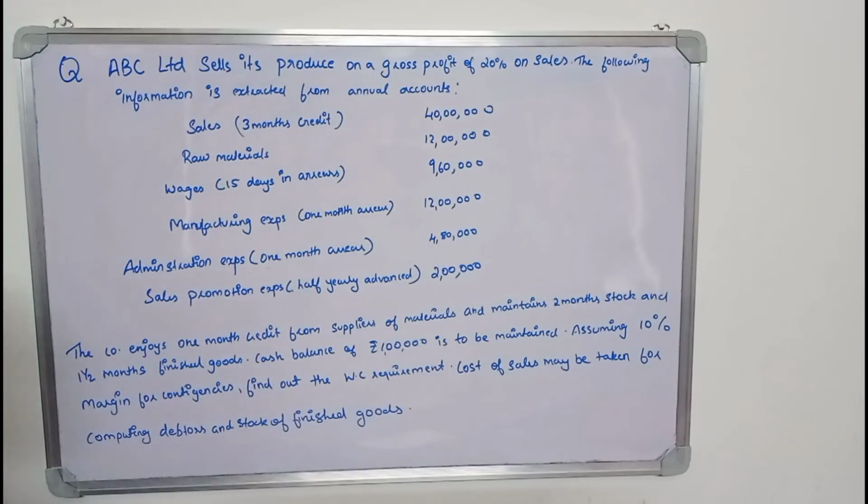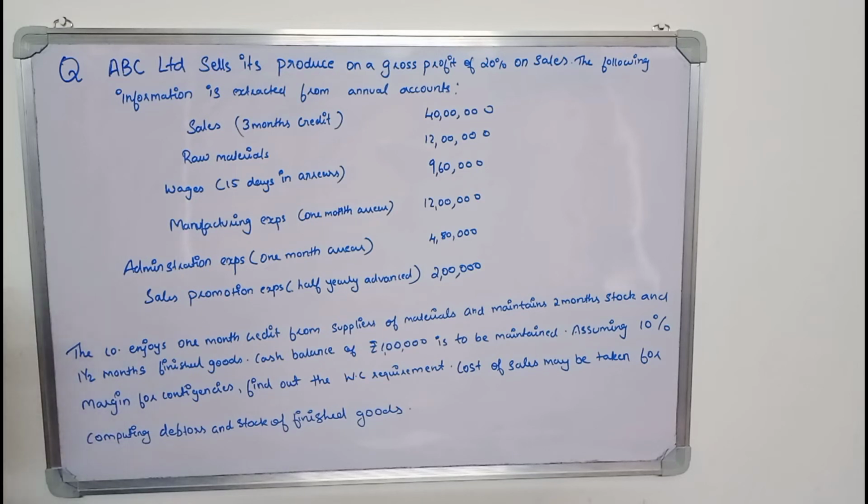ABC Limited sells its produce on gross profit of 20% on sales. The following information is extracted from annual accounts. Sales, 3 months credit, 40 lakh; raw materials, 12 lakh; wages, 15 days in arrears, 9 lakh 60,000; manufacturing expenses, 12 lakh, and it is 1 month arrear; administration expense, 1 month arrear, 4 lakh 80,000; sales promotion expense, half yearly advanced, 2 lakh rupees.